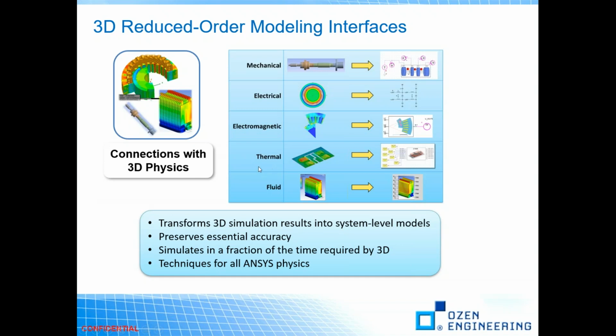As you can see, all the physics within ANSYS, mechanical, electrical, electromagnetic, thermal, and fluid, can all be created into a ROM model in many different ways. The key takeaway from this slide is that by doing this ROM, it preserves essential accuracy and simulates in a fraction of the time required by 3D. And it is a technique that's available for all the ANSYS physics.